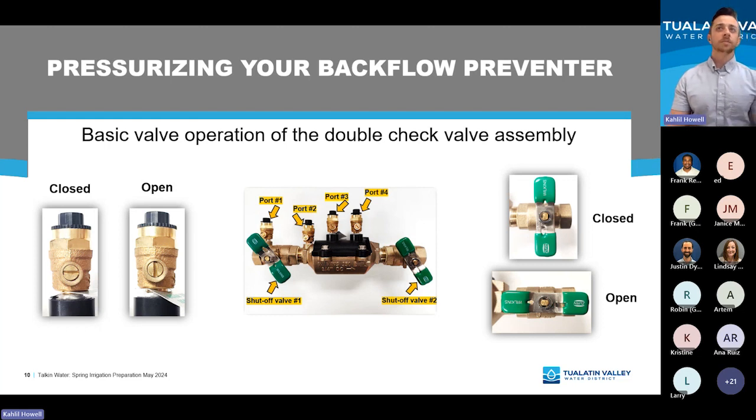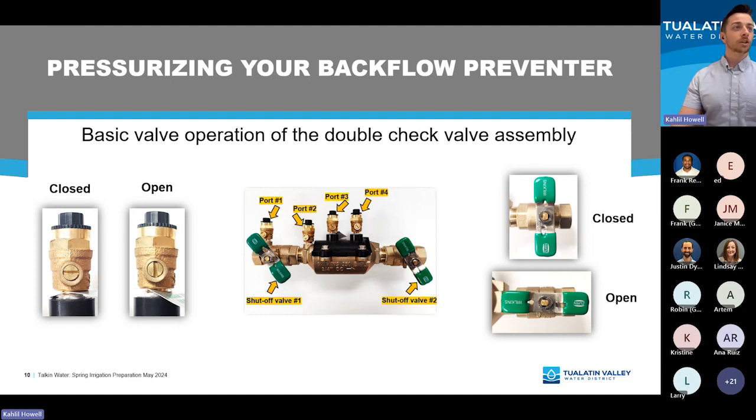So the double check valve assembly, there are always 2 shutoff valves, which are these green handled valves, and 4 test ports, which have these black caps on top, and then what looks like a flathead screwdriver slot. The test port operation with the screwdriver is going to operate those valves in either direction. So they will actually endlessly turn in either direction.